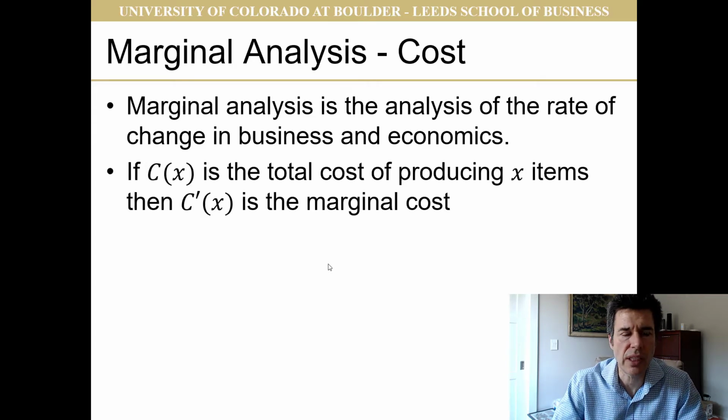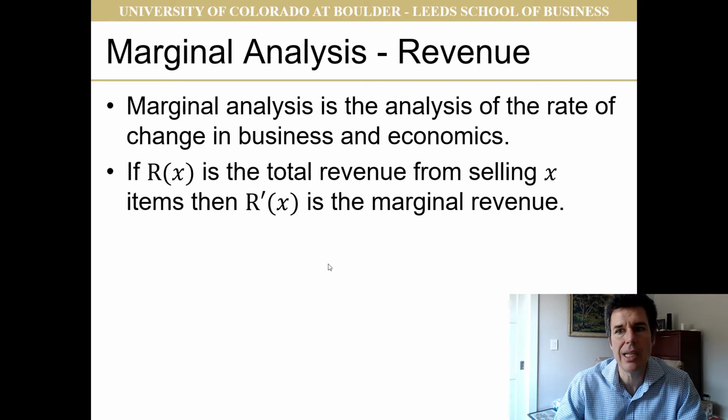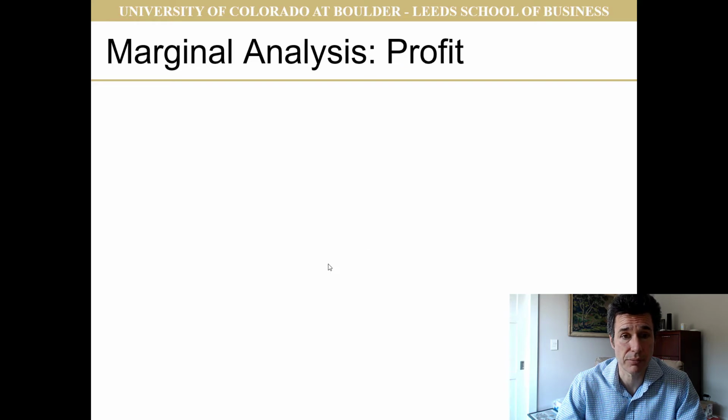So if C of X is the total cost of producing X items, then C prime of X, the derivative, is the marginal cost. It represents the instantaneous rate of change of the total cost with respect to the number of items produced. If R of X is the total revenue, then R prime of X is the marginal revenue, and it represents the instantaneous rate of change of total revenue with respect to the number of items produced.